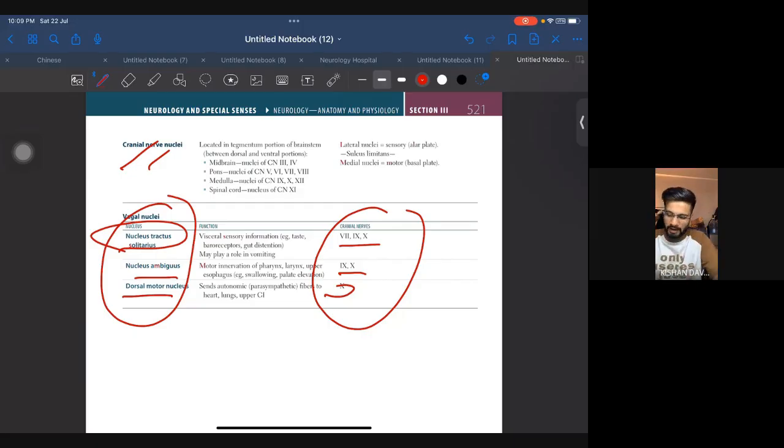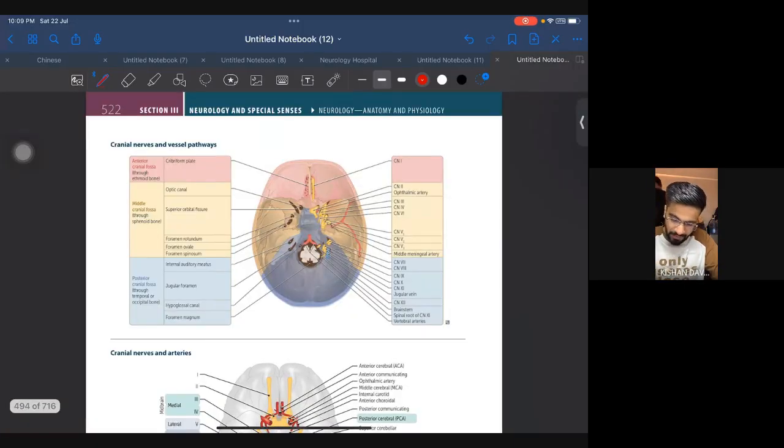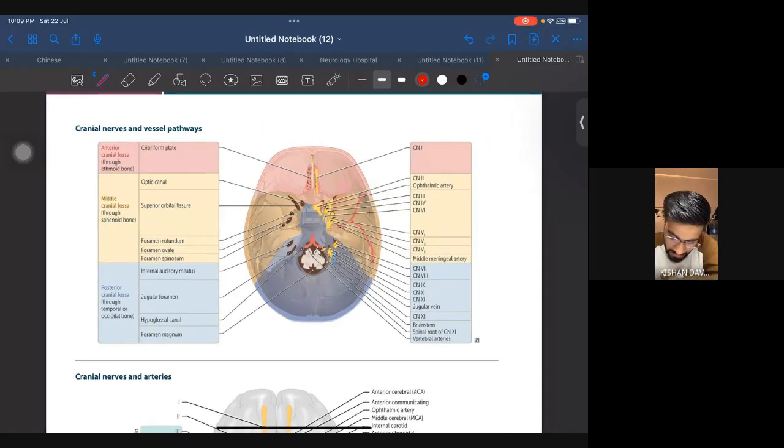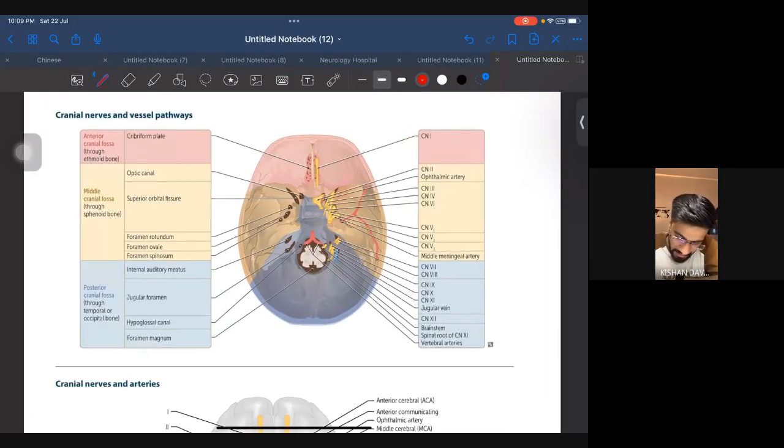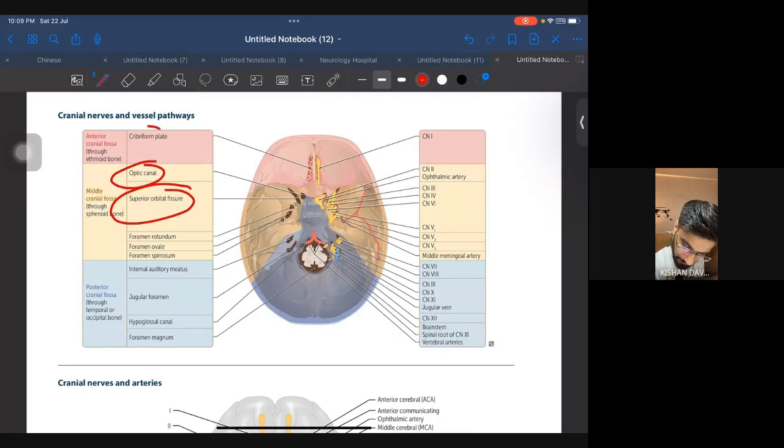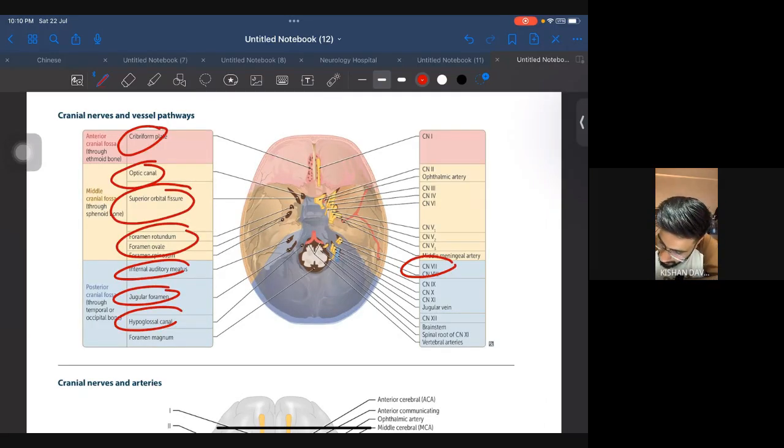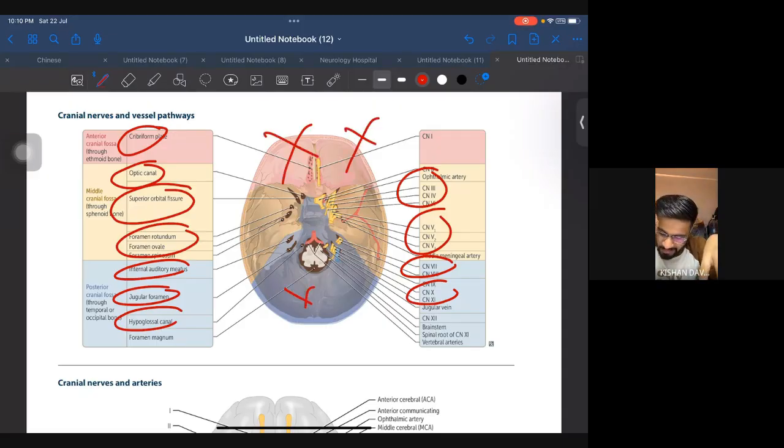All right. So moving ahead, we have cranial nerves and vessel pathways. Okay. So cranial nerves and vessel pathways. इसमें आपको ये याद रखनी है. You have to remember this कि location and what nerves are going from that. Okay. Easy है. No need to worry. बार बार देखो. Easy है. Okay. Don't worry about this image. Image नहीं पूछेंगे. ये image कुछ नहीं पूछेंगे.